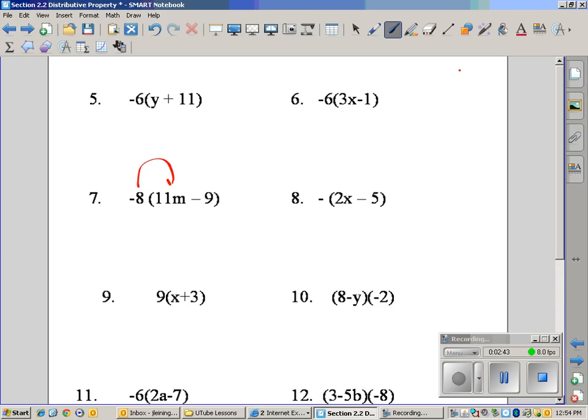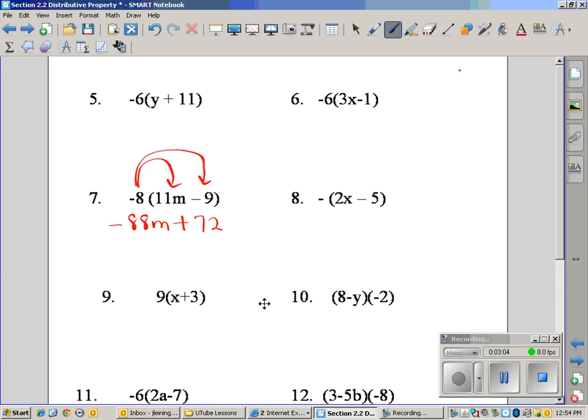Negative 8 times a positive 11m is a negative 88m. And a negative 8 times a negative 9. Notice we've got 2 negatives that we're multiplying. That becomes a positive 72. So if you had a little trouble with number 6, go back and fix it now.